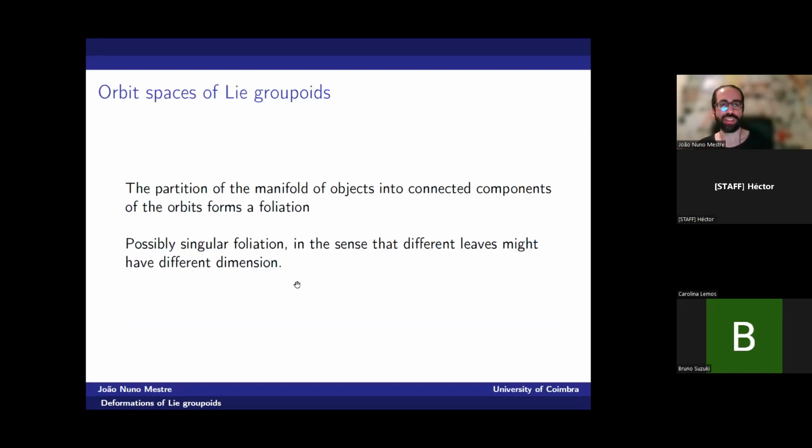And if you take the space of equivalence classes, you get something called the orbit space. And these orbits form what's called a singular foliation. They look like a foliation in which the leaves might jump dimension, but it's like a foliation in the sense that it still gives you an involutive distribution.